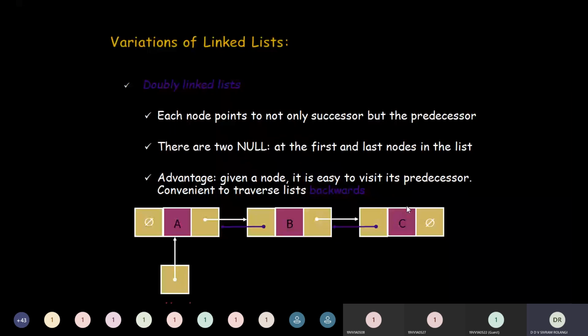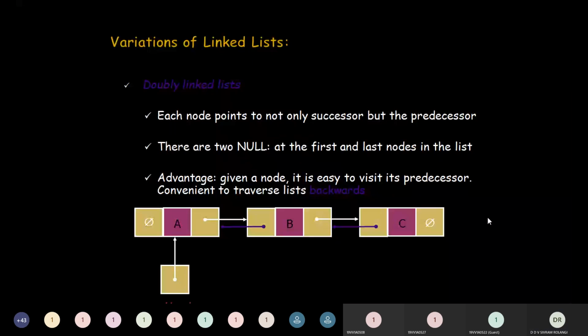You can traverse either way, but the problem is that you need some extra pointers. Here the first node's previous pointer is null, and the last node's next pointer is null. Those things you need to take care of while creating a doubly linked list.